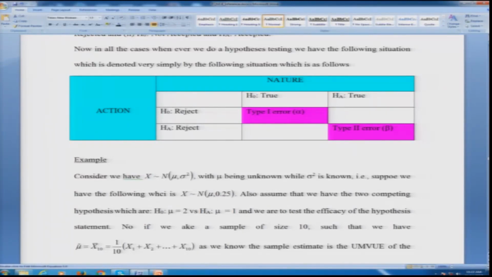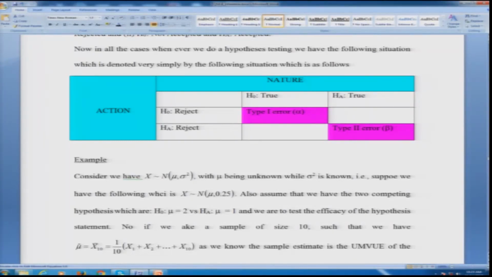Also we assume that we have two competing hypotheses. This is a more mathematical formulation, that is why I gave the example beforehand, but the diagram would make sense to you. So, two competing hypotheses: H naught, mu being 2, with respect to H A, mu being 1. It can be not equal to 2 also, greater than 2, less than 2, whatever it is, and we have to test the efficacy of the hypothesis.